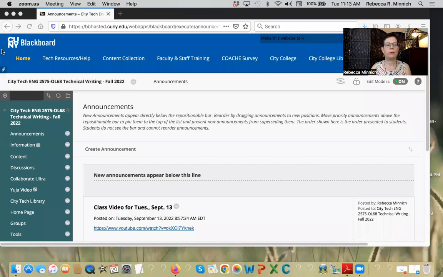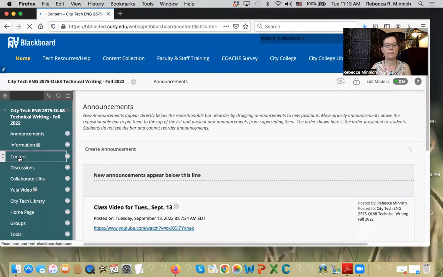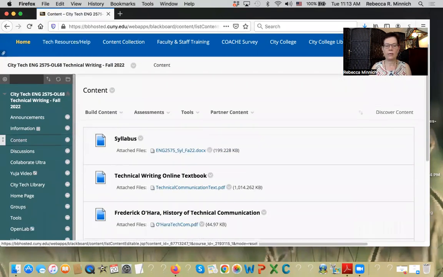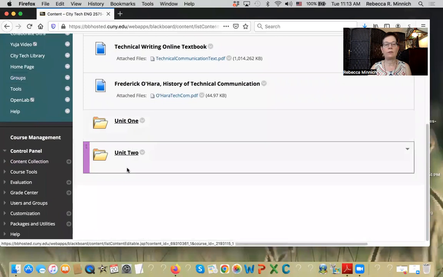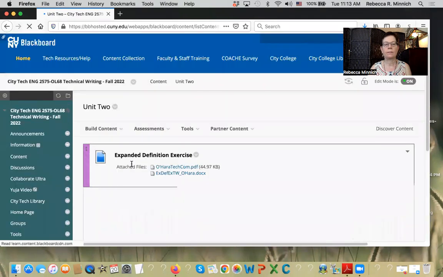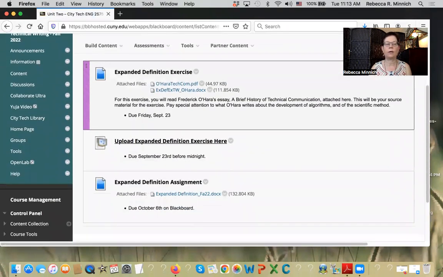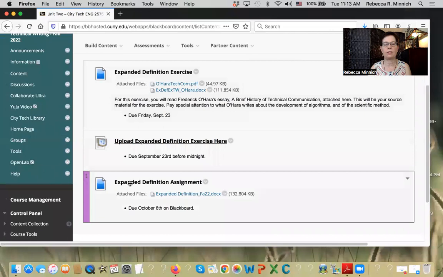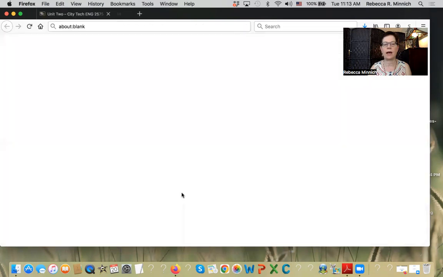So going into screen sharing here, we're going to first start by going into content. And then scrolling down, we can see that we now have two unit folders. Unit 1 isn't going anywhere, but now we're going to be working out of Unit 2. So let's open up the Unit 2 folder. We can see that the Unit 2 folder has two things in it right now. We've got the expanded definition exercise and the expanded definition assignment. So the first thing I'm going to do is open up the expanded definition assignment and discuss that.